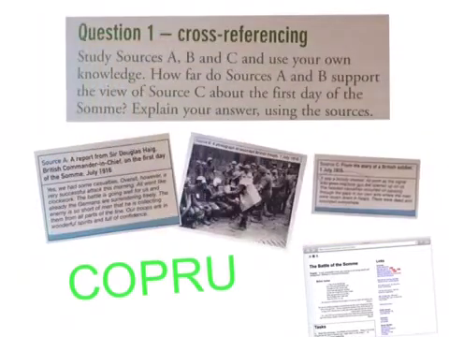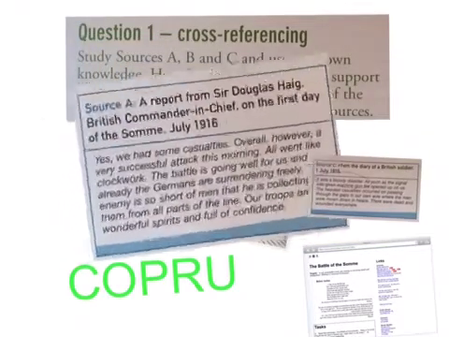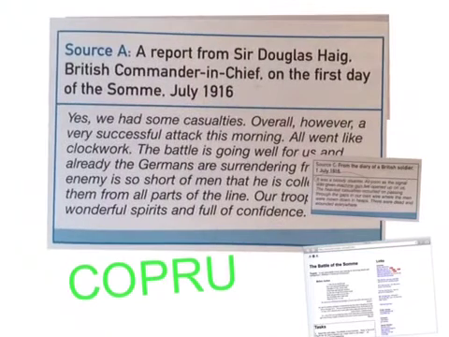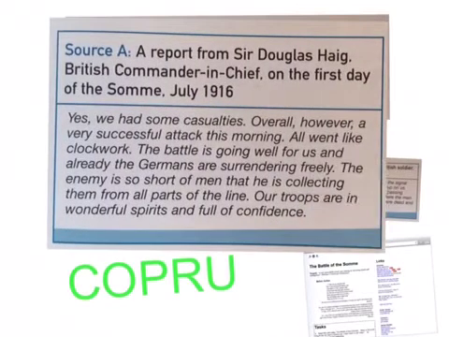So let's look at the other couple of sources and see if they agree with this or not. Shrink this down. Source A then, from Sir Douglas Haig, the guy who was actually in charge. So Douglas Haig says then, notice again, on the first day of the Somme. He says, yes, we had some casualties. Overall, however, and it's the however which is important. Also, for literacy purposes, notice how there are little commas here. Very important. Overall, however, a very successful attack this morning.